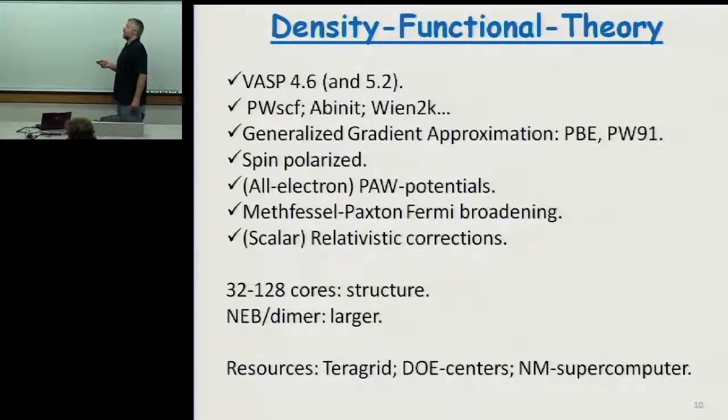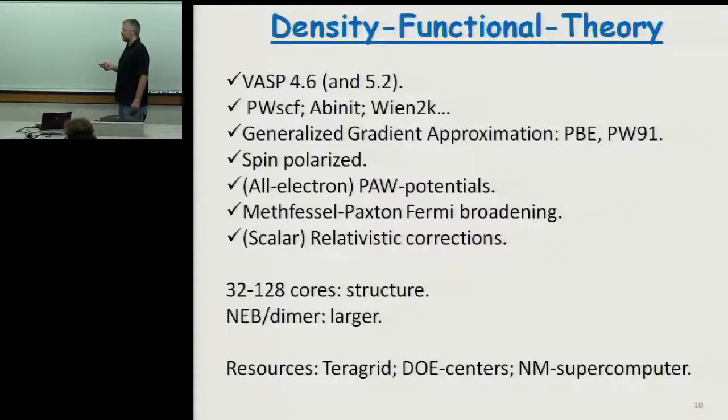I've been mainly using VASP 4.6. We're upgrading to 5.2. That's the new version, which has exact exchange in it, GW in it, and some other things that also are available, for example, in PWSCF. I've been using that for a little bit. Abinit, Wien2k as an all-electron method. Typical standard fare of things: PAW potentials, some smearing, some relativistic corrections for the heavy elements.